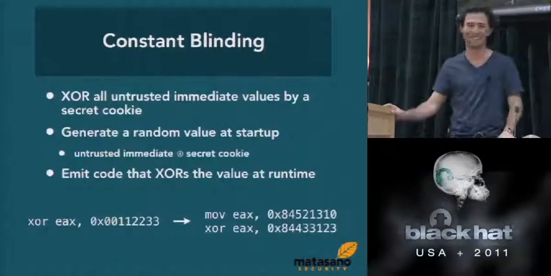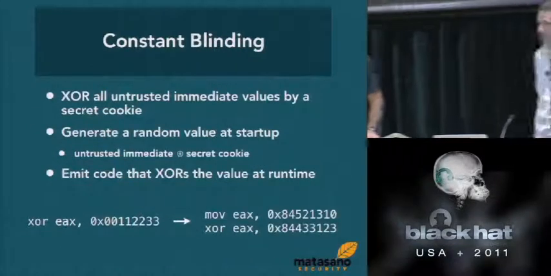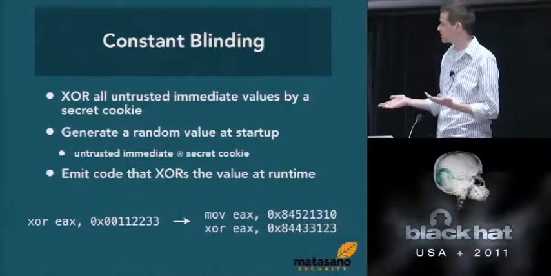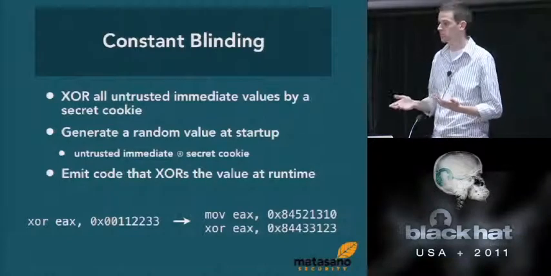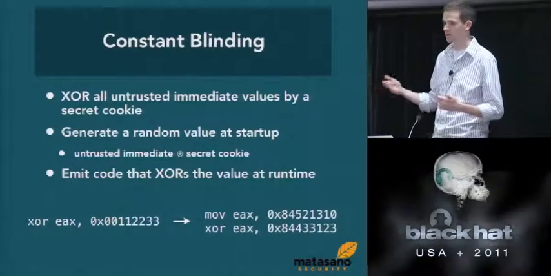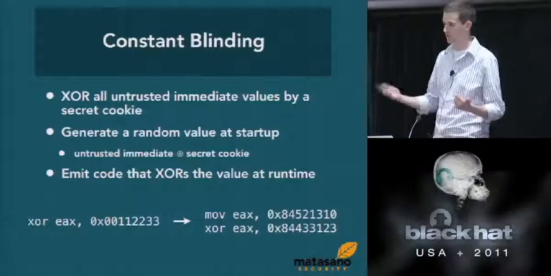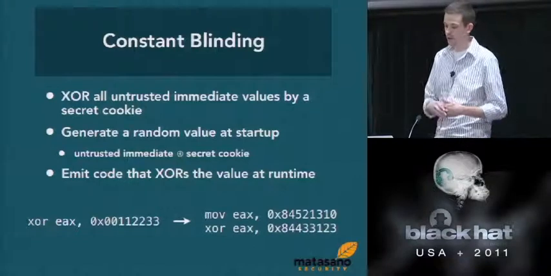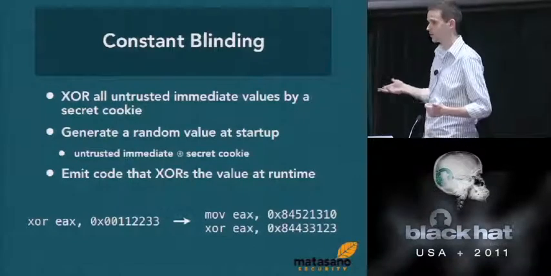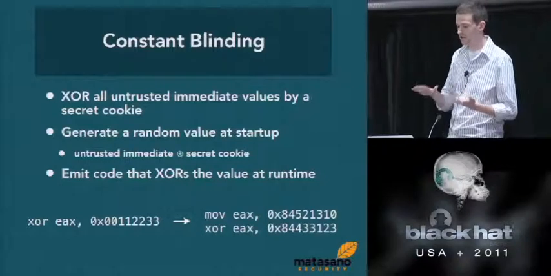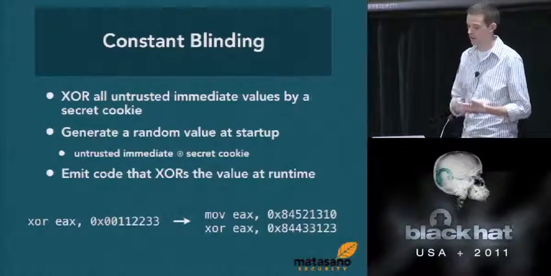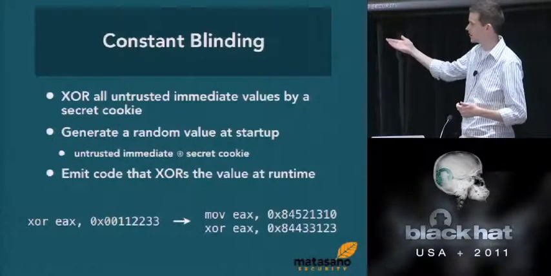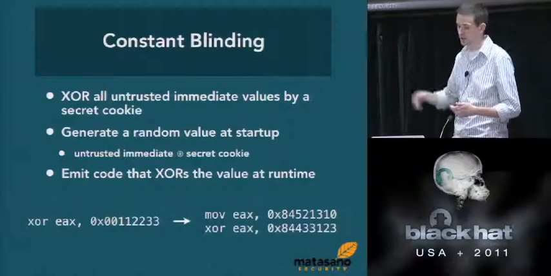Glad you asked. So constant blinding, we think, is actually the real solution to the original JIT spray attack, where at runtime you generate a random value, a random cookie. Anytime you come across an untrusted immediate or untrusted constant provided by some JavaScript or some high-level language, you XOR that value by the secret cookie you've generated. Then you emit code that un-XORs that value out at runtime. It's potentially a small performance impact to the process, but there's a huge gain here because the attacker won't be able to get in that stage 1 payload anymore, because it'll be XORed by that secret value that the attacker doesn't know.